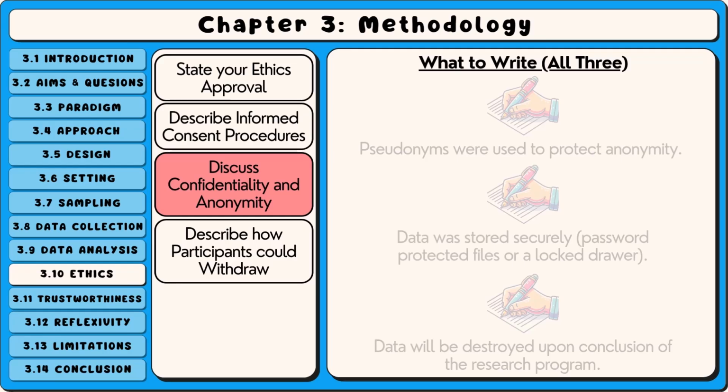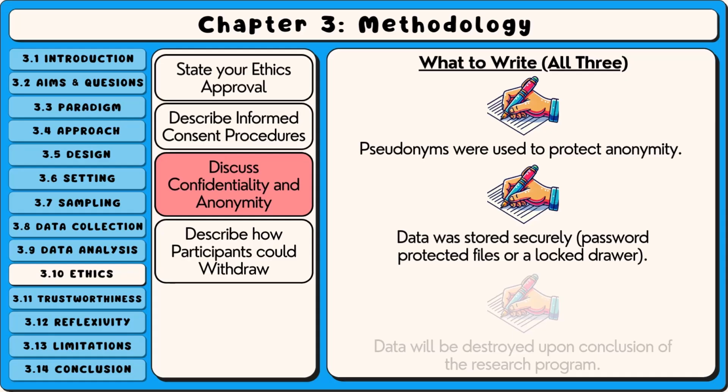The third step is to discuss confidentiality and anonymity. In this section, make sure you write 3 points. First, that pseudonyms were used to protect the anonymity of research participants. Second, that the data was stored securely. If the data was stored on the internet or on a computer, make sure password-protected files were used. If there was physical data, it should have been kept in a locked drawer. Third, state that the data will be destroyed or has been destroyed upon conclusion of the research program.